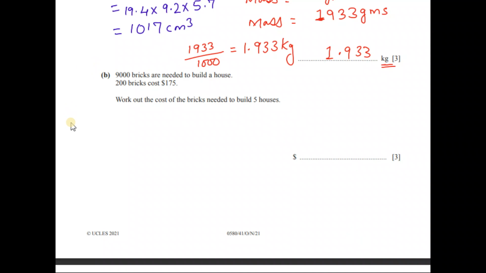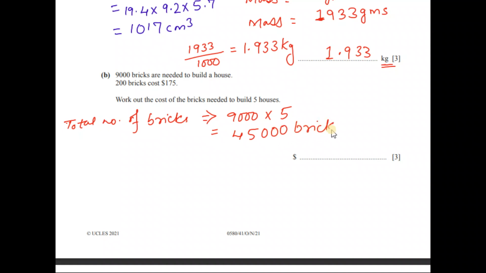So first, what do we have to work on? We have to work on the number of bricks needed to build 5 houses. Okay, so the first thing we will find, okay, so total number of bricks, and that's easy. You have, for one house you need like 9,000 bricks, and you have to figure out how many you need for 5 houses, and that's simple. You will need 45,000 bricks.